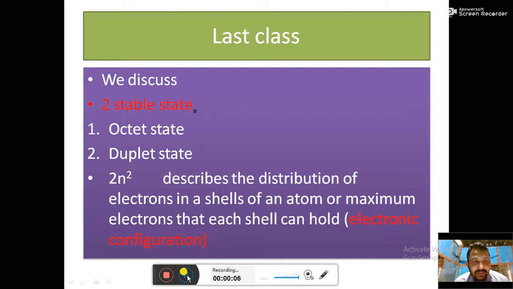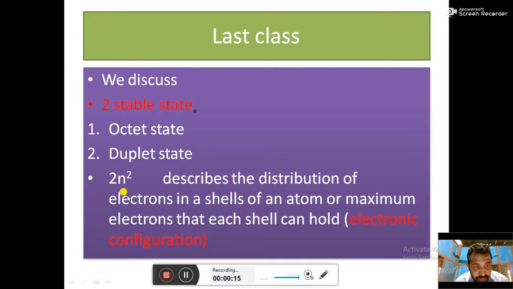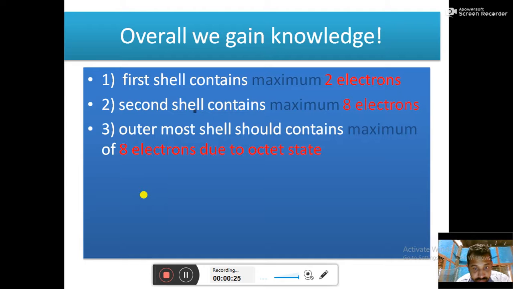Welcome to the class. Last class we discussed two stable states: one is the octet state, the next is the duplet state, and the 2n square rule that describes the distribution of electrons in the shell of an atom, or the maximum electrons that can be held in each shell. We also learned that the first shell contains a maximum of 2 electrons and the second shell contains a maximum of 8 electrons, all due to the 2n square rule.